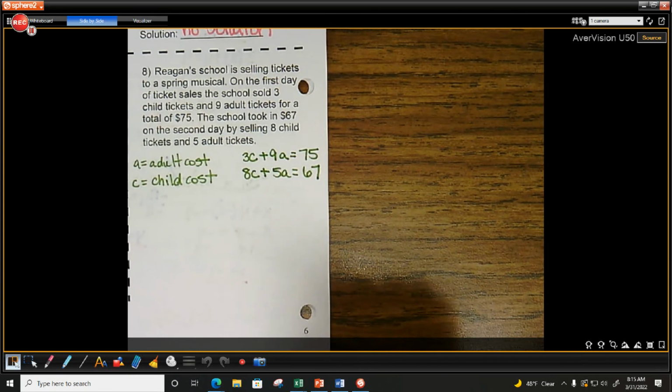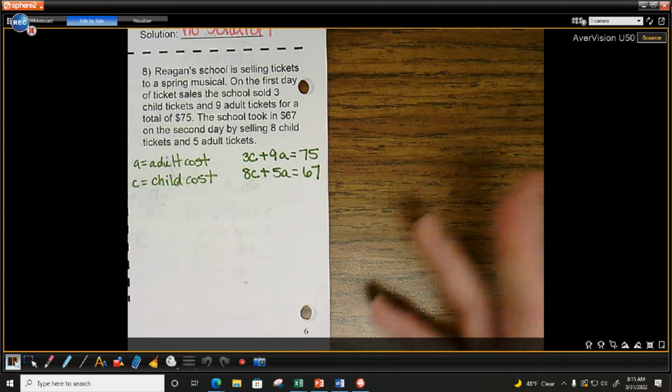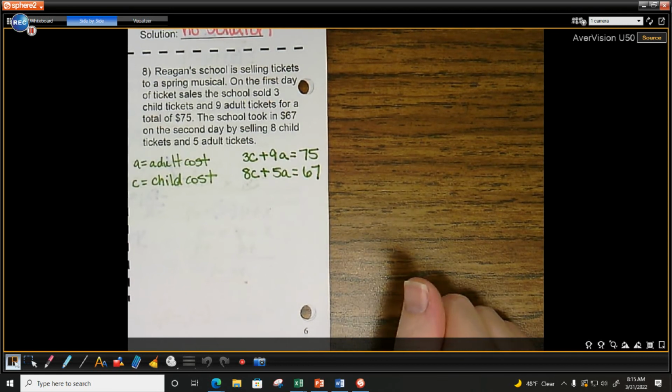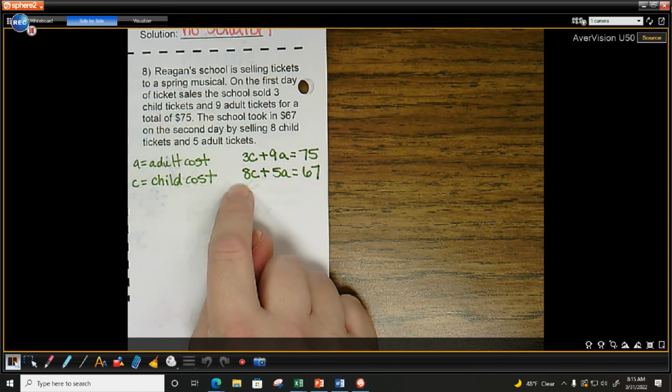So you really just got to pick. Do we want to get rid of C or A? C, okay. So my C coefficients are 3 and 8. So I need to figure out my least common multiple of 3 and 8. The easiest way to do this is to take the big number, 8. Well, we already said 8's not divisible by 3, so we can't make them 8. What's your next multiple of 8? 16. Is 16 divisible by 3? Nope, can't make it 16.